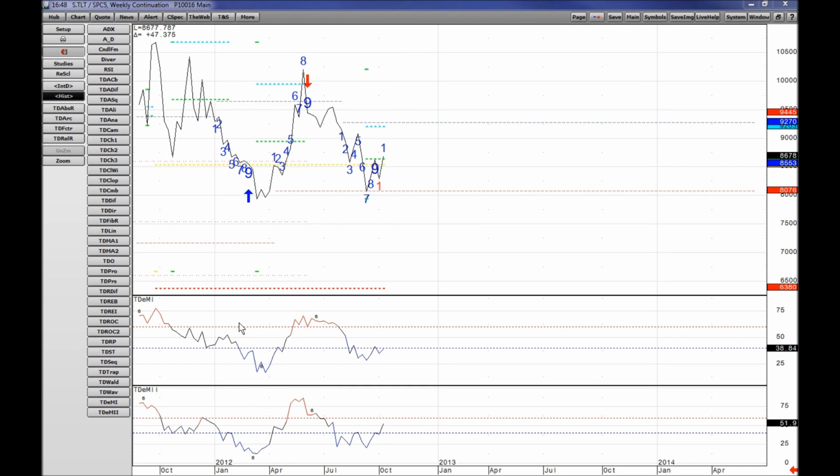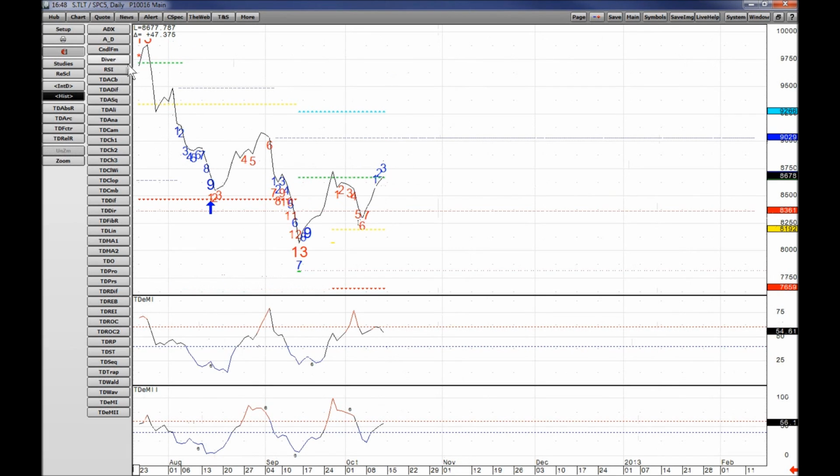Here, it said we would probably revisit this. We have revisited it, and this time it appears we're not staying below these lines for 6 periods, which is a buy signal for this chart, or at least a high probability entry point for this chart.